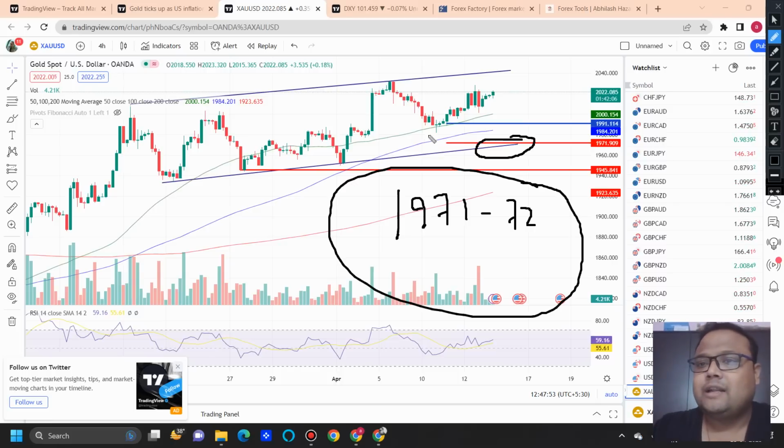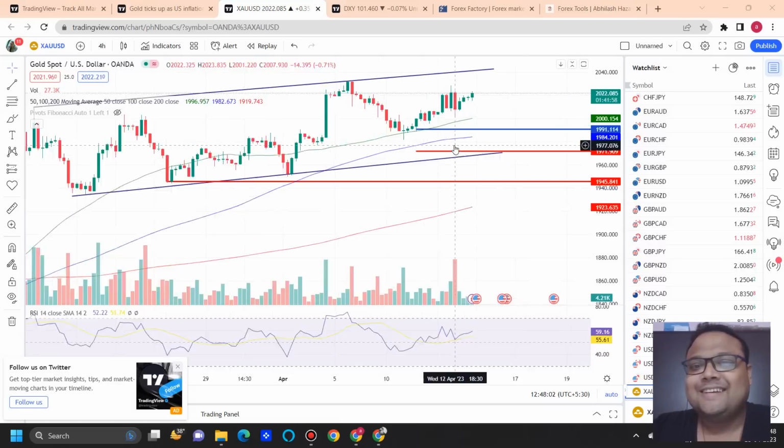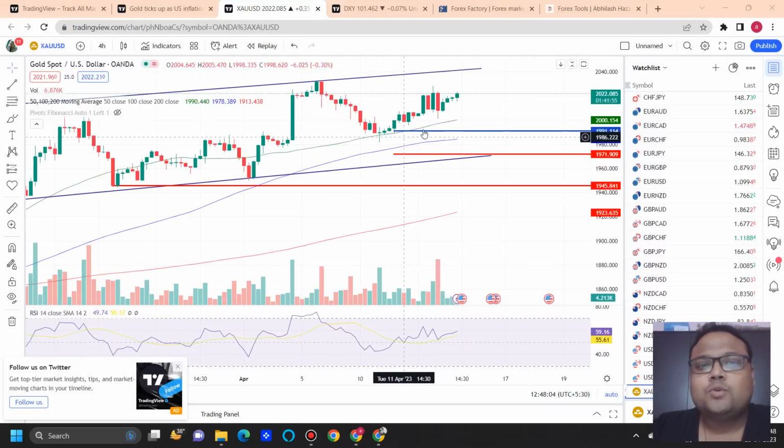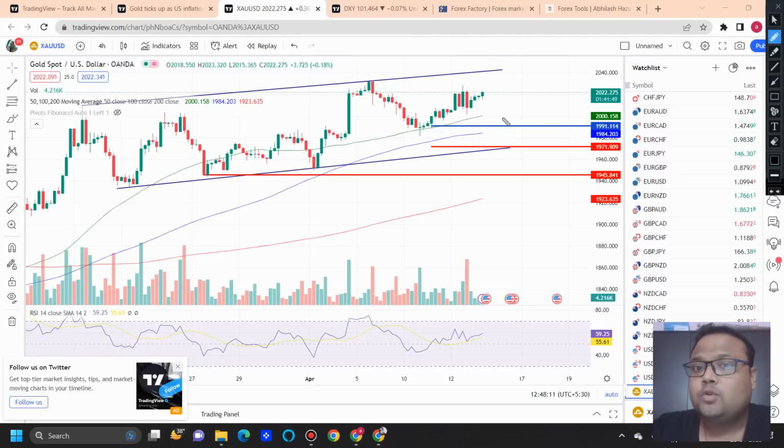So we have another level around 1991. Around 1991 we also have support in the market. In case the market shows some correction during the day, you can look for a buy around 1991.